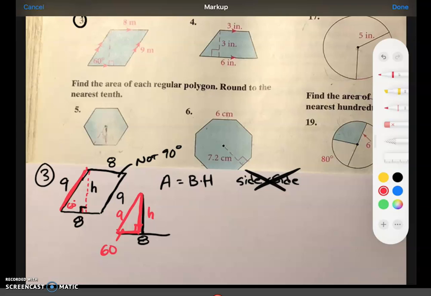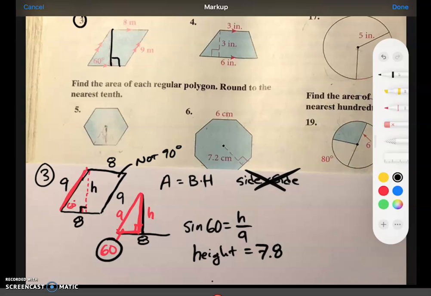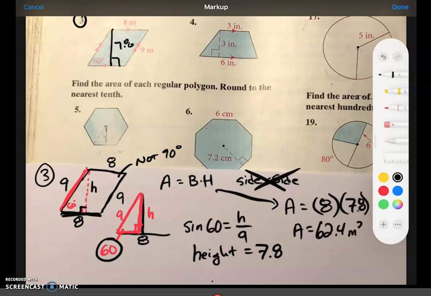And so we have a trig problem. I'll stand at 60 degrees. I'll say sine of 60 degrees is equal to opposite height over hypotenuse 9. If I go to the calculator, the height of this figure is 7.8. So from the top to the bottom, it's 7.8. And then to figure out the area here, you just go base, the base is 8, times the height, which we just calculated, 7.8. And this area will end up being in the calculator, 62.4 meters squared.